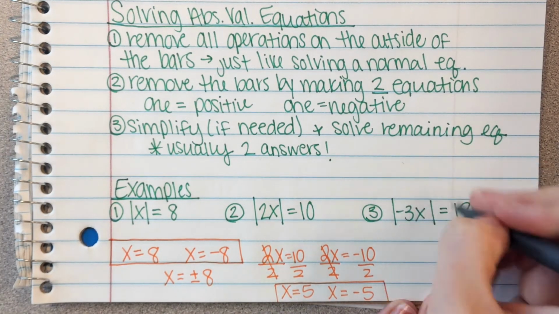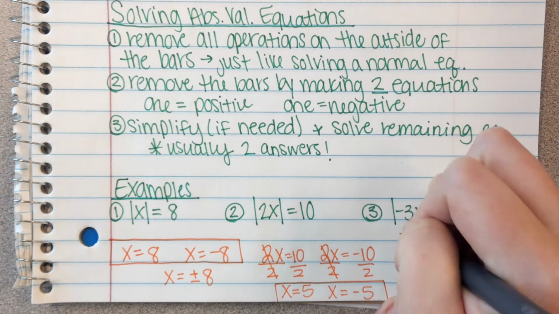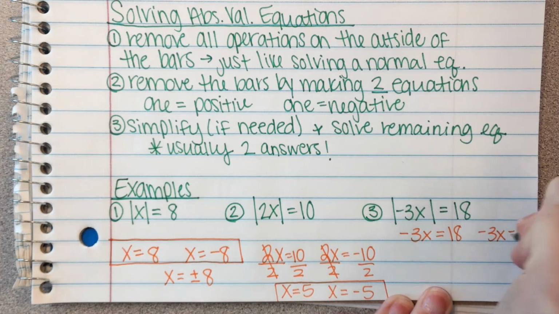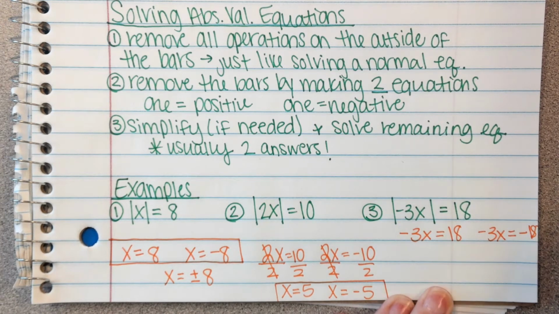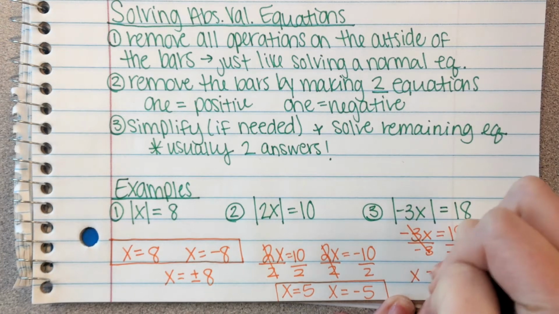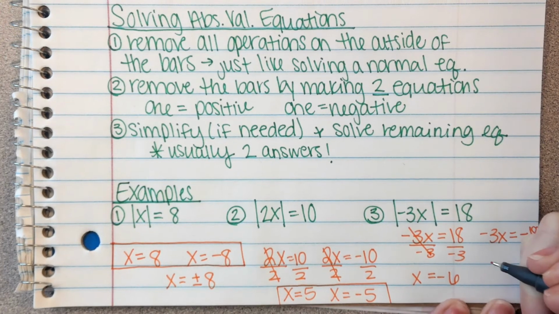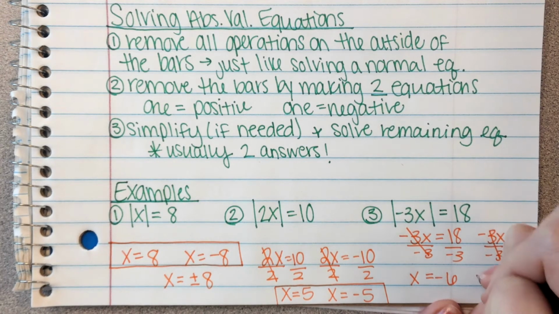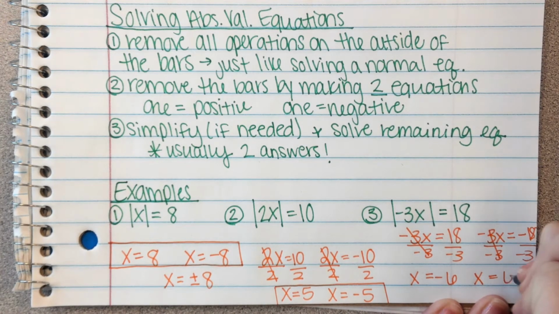Okay, there's nothing outside the bar, so let's make our two equations. Negative 3x equals 18. Negative 3x equals negative 18. We're going to divide by negative 3, and we get x equals negative 6. Do the same thing to the other problem, and we get x equals 6.